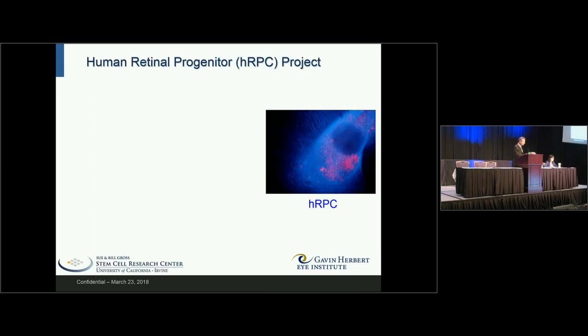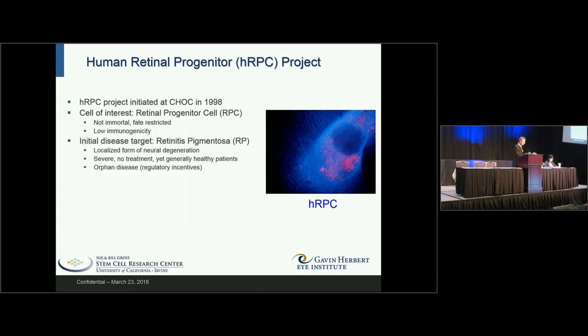So this project, I started this 20 years ago at Children's Hospital of Orange County. And we focused right away on this RPC, even though it's fate restricted and not immortal. There are a number of great aspects to the cell: low immunogenicity, something we concentrated on early on, and a lack of tumor potential, and so on. And of course, we focused on RP because of the severity of the disease, and the rarity actually gave it some advantages from a regulatory standpoint.